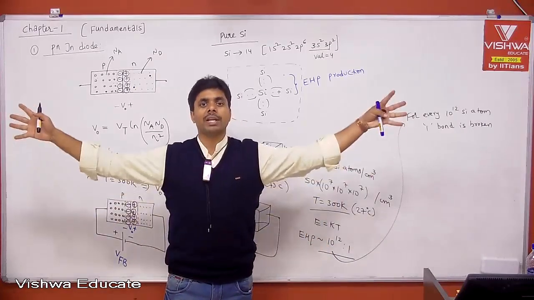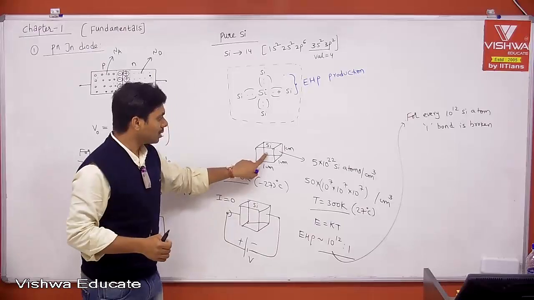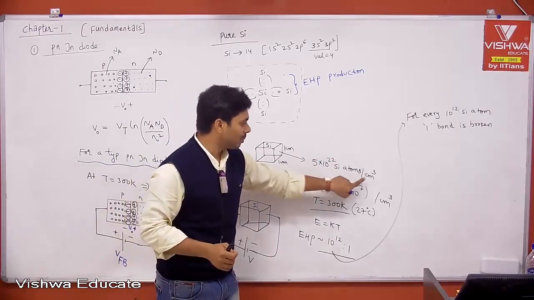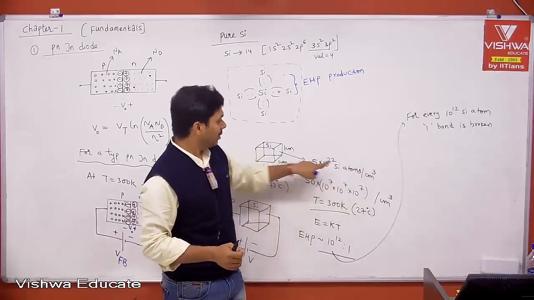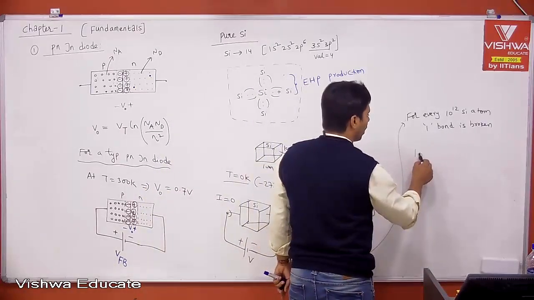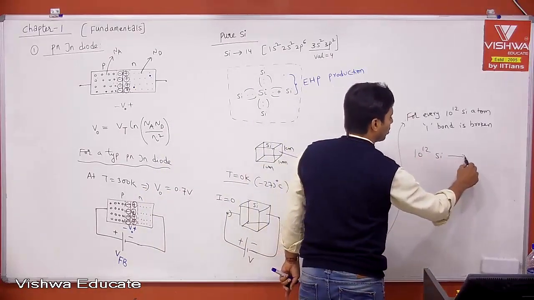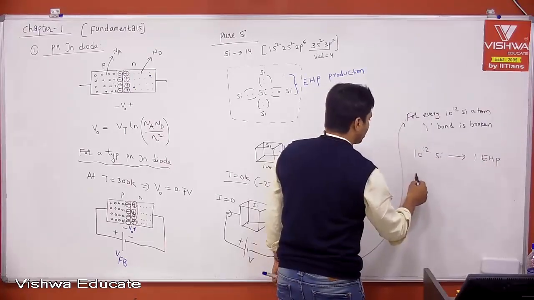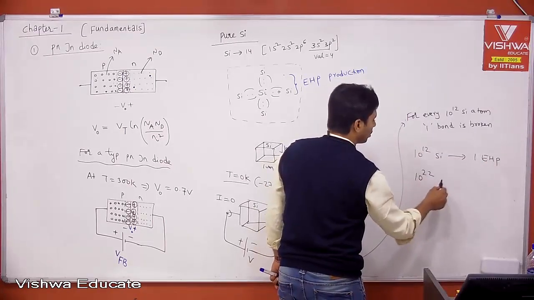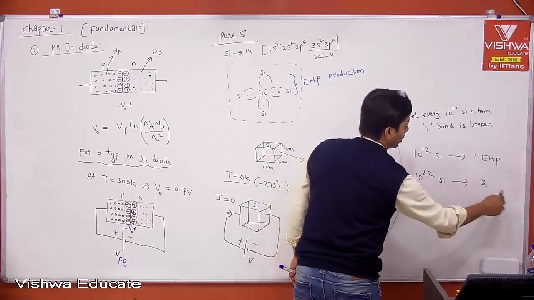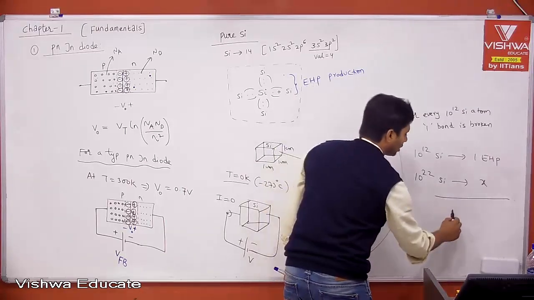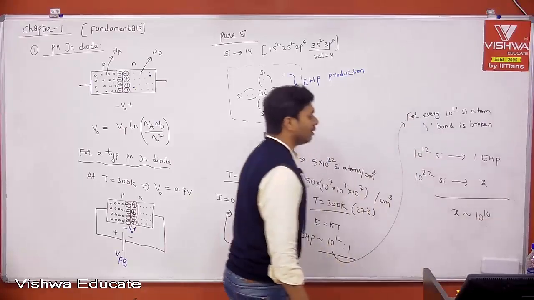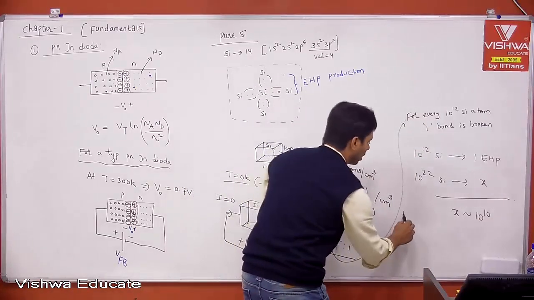If you take a complete silicon material of 1 centimeter cube, where 5 into 10 to the power 22 silicon atoms are there per centimeter cube, then for every 10 to the power of 12 silicon atoms one bond is broken, so how many bonds are broken? If you calculate, you will get a value in the order of 10 to the power of 10, and the real value is what people call it.